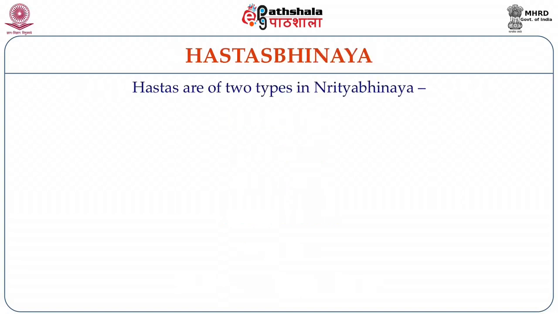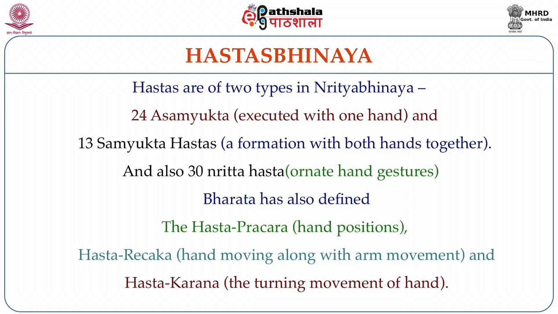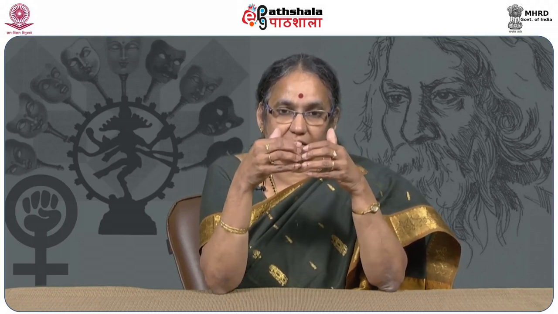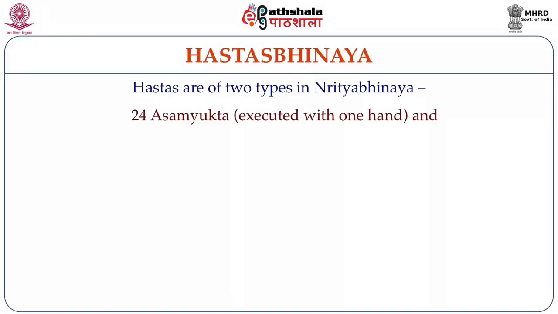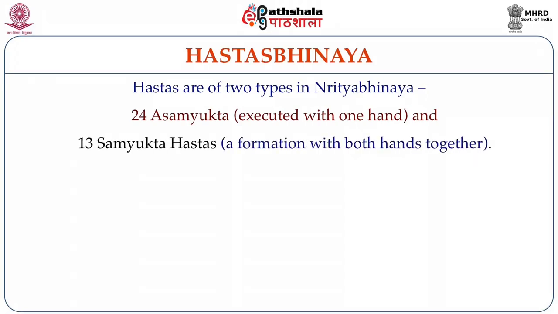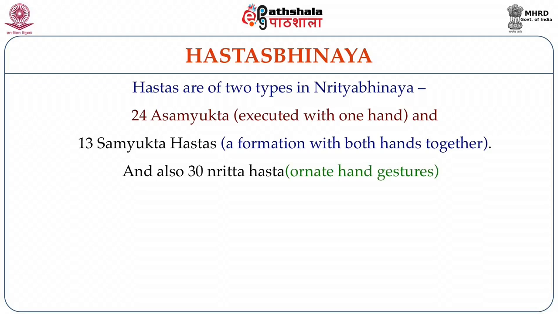Hasta Abhinaya. Two types of Hasta Abhinaya are explained by Bharata in his Natya Shastra. In Nritya Abhinaya, Rasa and Bhava are performed without voice, without language. There are 24 asamyukta hastas executed with one hand and 13 samyukta hastas executed with both hands together. These are the two Abhinaya hastas. Along with this, there are 13 Nritta hastas, which are ornate hand gestures, only bodily physical movements of the hands without any Abhinaya or Rasa.